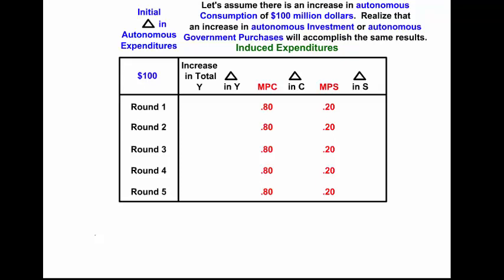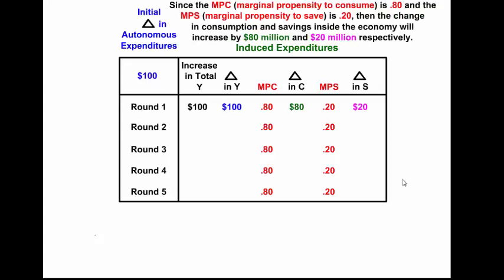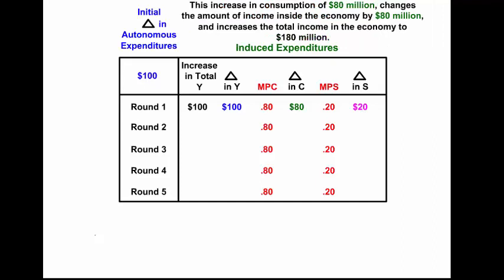People feel confident about the economy, they start consuming. This change then will cause a change in income, national income. And for each additional dollar, if they consume 0.8, 80 cents on the dollar, and they save 0.2, then the change in consumption is going to be 80, and the change in savings is 20. The increase in consumption of 80 changes the amount of income inside the economy by $80 million and increases total income in the economy to $180 million.